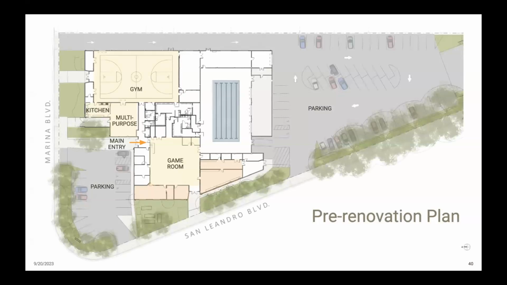Looking at the plan of the building and site prior to renovation, you can see that there was almost no outdoor space for kids. It's almost all dedicated to cars and parking. The main entrance to the building was on the north side, which is plan left here. And the interior of the building includes a gym, a multi-purpose room, a kitchen, and a large open game room that was really lacking in character and purpose.